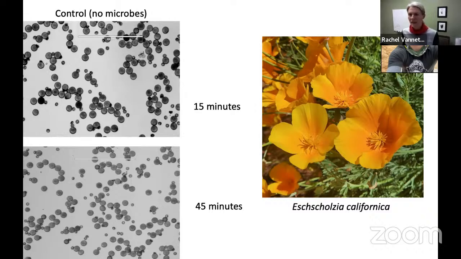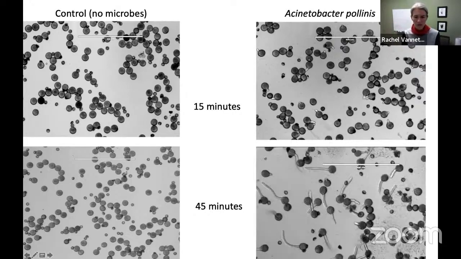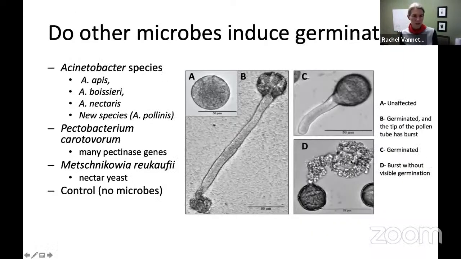But when they added the bacterial taxa to the pollen, at 15 minutes, you can start to see the pollen starts to germinate. And you can see these little pollen tubes bursting out. And at 45 minutes, you can see the pollen tubes are much longer. And eventually, some of these pollen grains, or the pollen tubes, actually start to burst. Here are some photos of what these different states look like. Here's the initial pollen, germinating pollen, burst pollen, and pollen that has germinated and then burst.